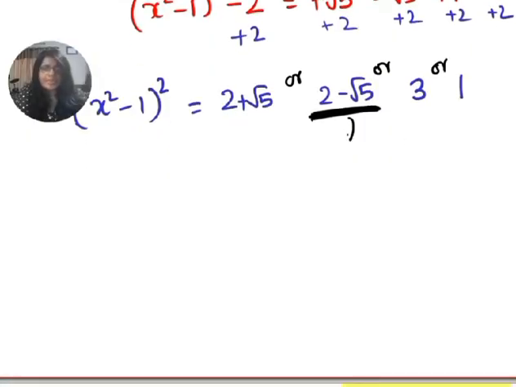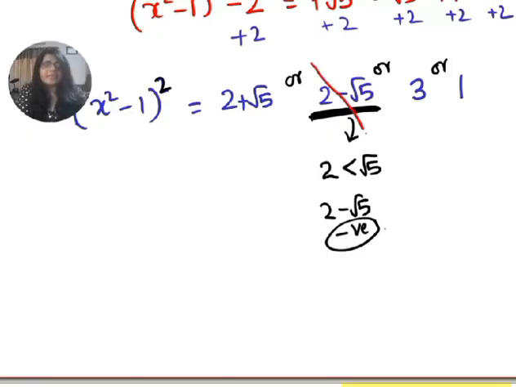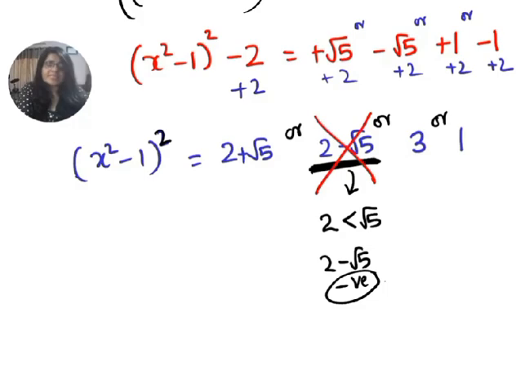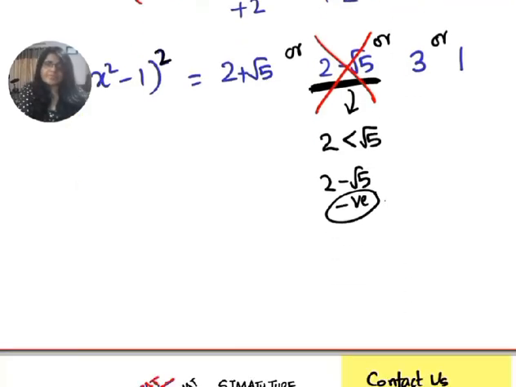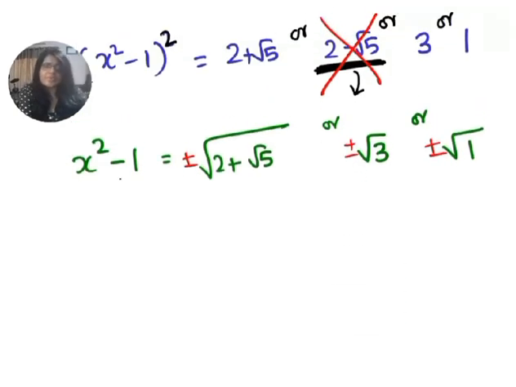So when you look at this value, you can clearly see that 2 is smaller than root 5, because root 4 is 2, right? So root 5 will always be bigger than 2. So that means 2 minus root 5 will be a negative value, and a square of something cannot become negative. So that means this will not give us any real roots. So we can cancel this possibility from our roots. When you square root it, these are the possible values.